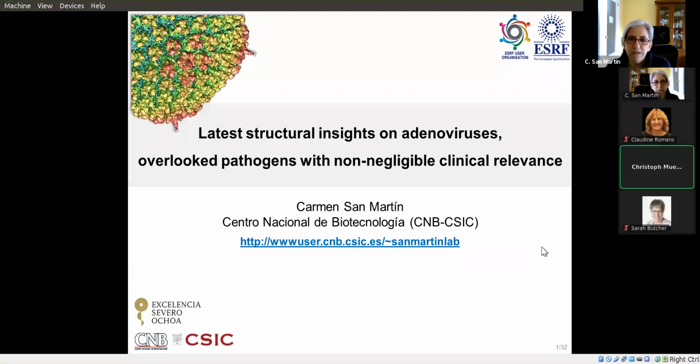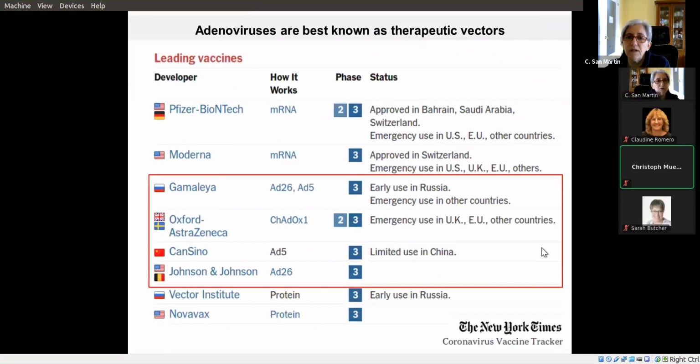Today I'm going to be telling you about some of the latest work that we have been doing on adenovirus assembly and structure. Now, adenoviruses are not the first thing that comes to mind when you think about viruses causing disease. Actually, adenoviruses are best known as therapeutic vectors. For example, you can see here, and you probably already know, that many of the most advanced vaccines against the SARS-2 coronavirus are based on the use of adenovirus vectors.